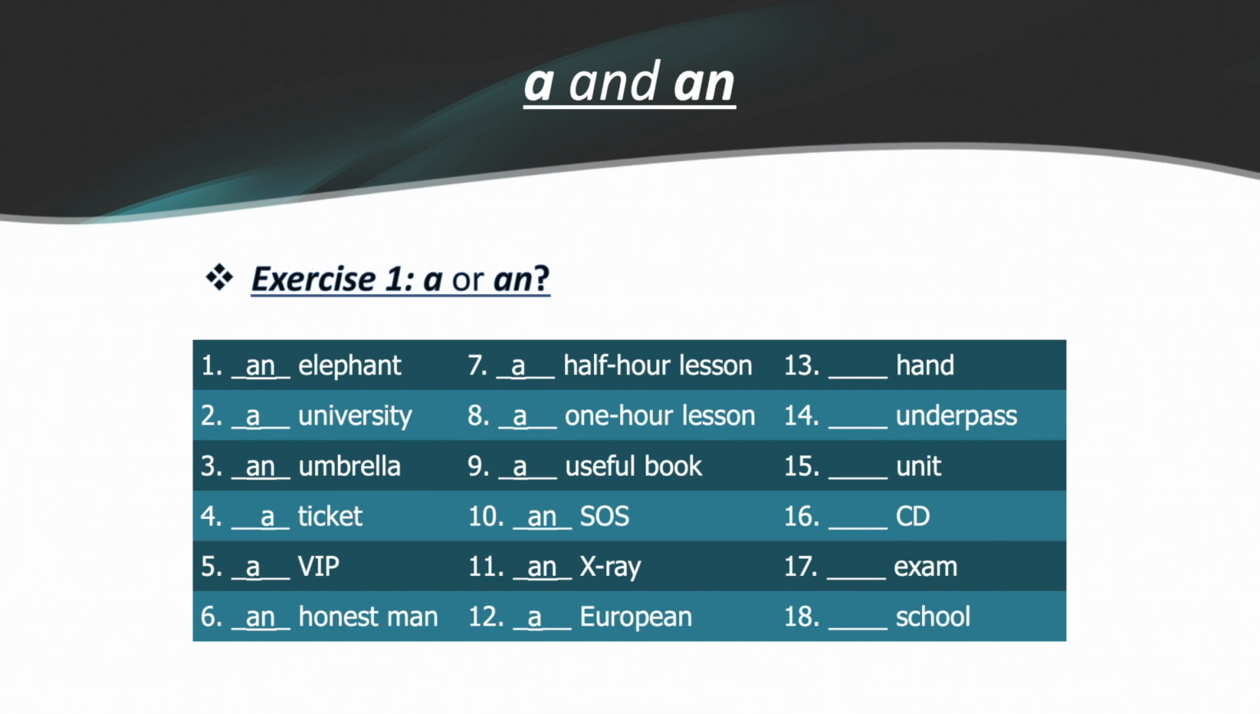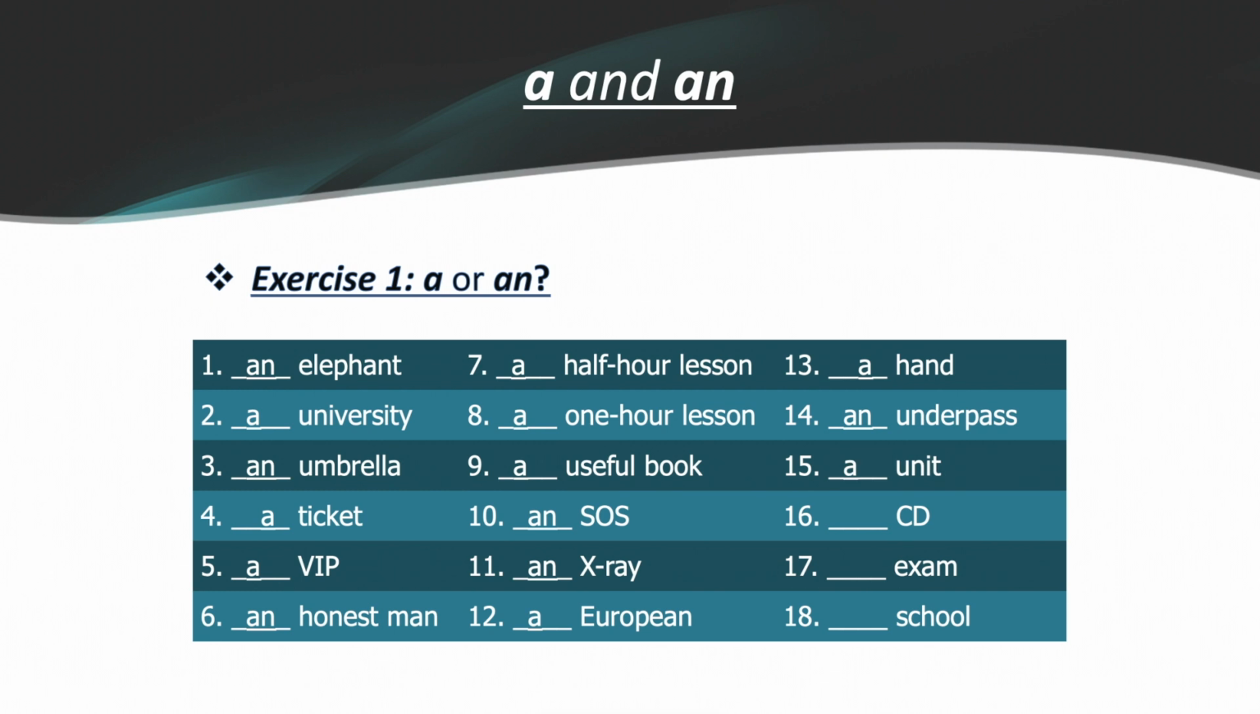Number 12, a European. Remember, the first sound is a consonant. It sounds like a Y. Number 13, a hand. This time we do pronounce the H, and that's why it's a hand. Number 14, an underpass. This is a kind of street or bridge. Number 15, a unit, just like number 9.